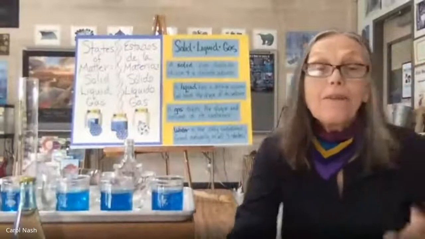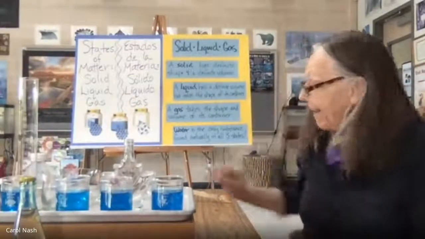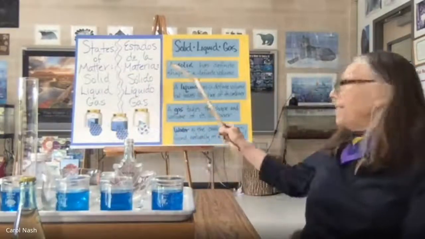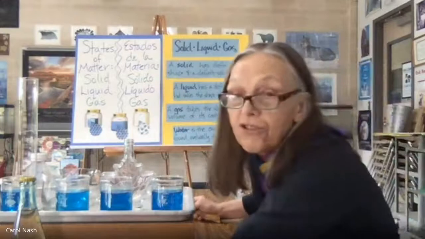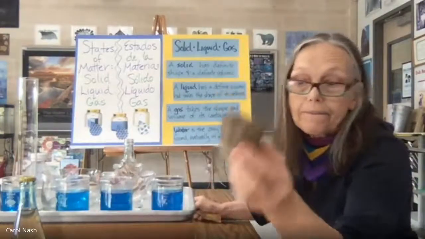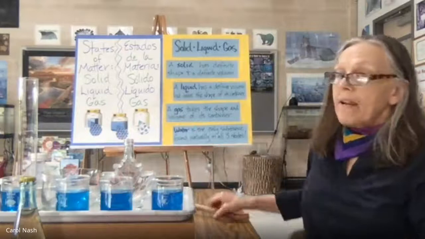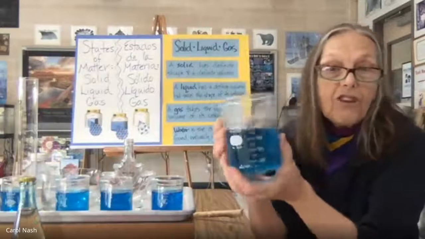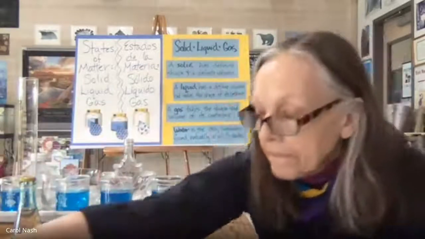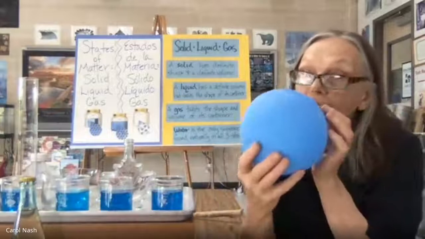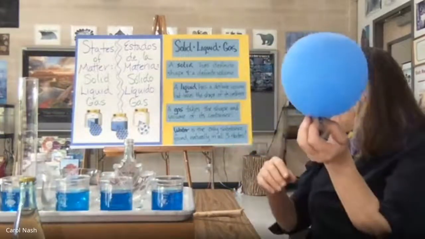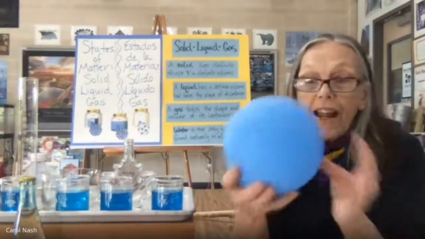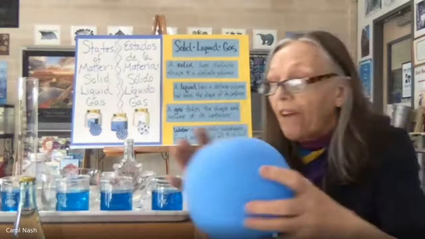Welcome to my classroom. Today we're going to be talking about states of matter. And there are three states of matter: solid, liquid, gas. And we define a solid as having a definite shape and volume. A liquid has a definite volume, but can change shape. And a gas, like the air that I'm moving through this balloon, takes the shape and the volume of the container. So that air took the shape of the balloon and the volume.